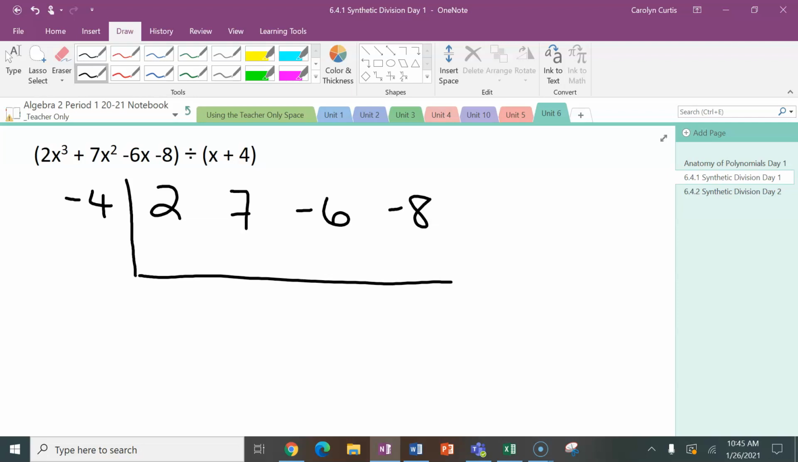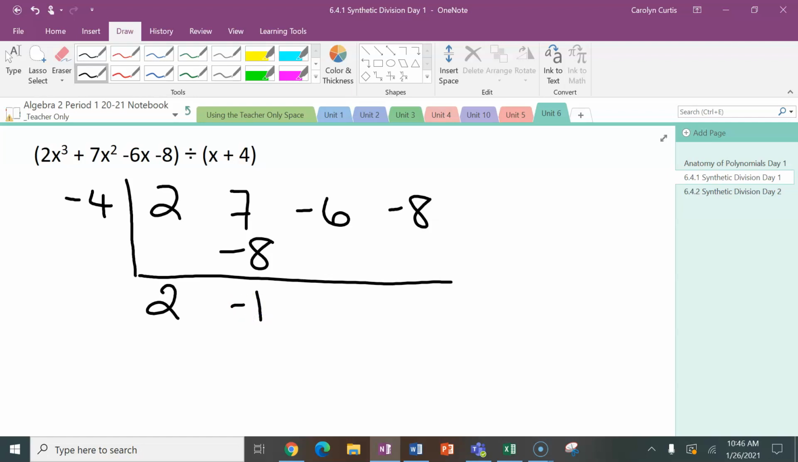So now we're going to start our synthetic division. I'm going to bring this 2 all the way down. You always start by bringing that first term down. Now we're going to multiply 2 times -4. I get -8 and write it under the next term. Now I do 7 plus -8. You're always going to add straight down. 7 plus -8 is -1.